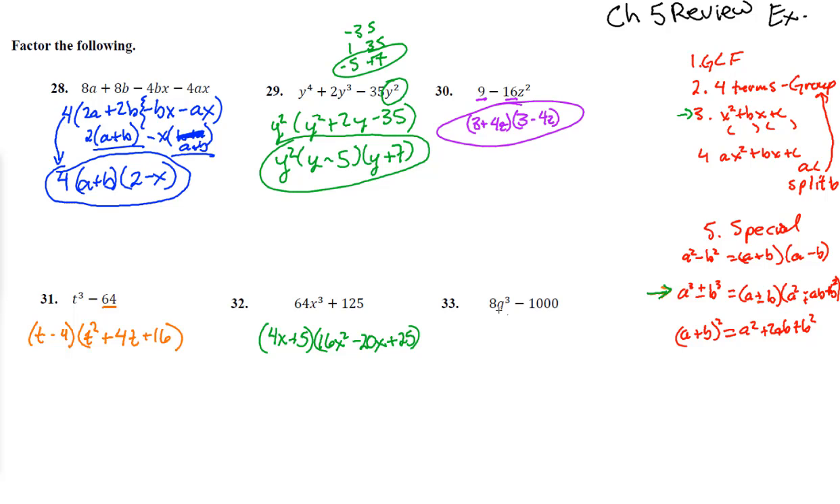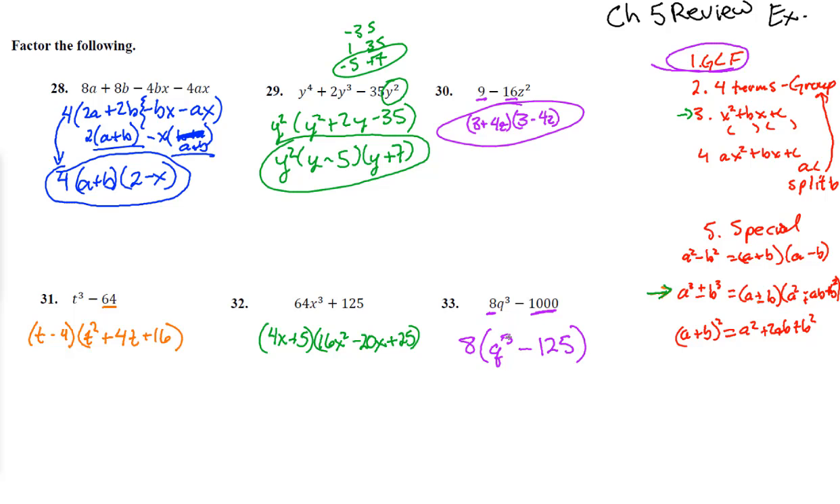And the last one, 8q cubed minus 1,000. 8 and 1,000 are both perfect cubes. We have 2 terms. Oh, hold off. Whoa, I almost just messed up. Don't forget this right here. Can we take out a greatest common factor? We can. 8 factors out of the whole thing, which gives you q cubed minus 125. That almost tricked us there.